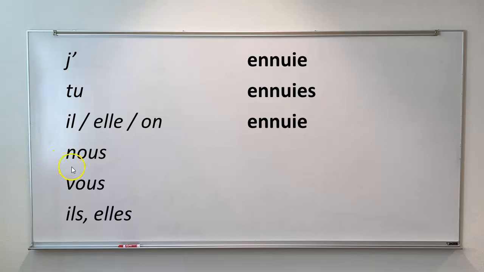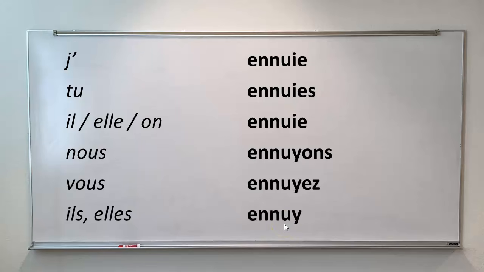Nous. Remember, the nous and the vous forms do not have the spelling change, so the stem will stay the same. So we just add our ending to that, and we have nous ennuyons. Vous. Start with your root, your stem, and add the ending. Vous ennuyez. You bore. And then finally, ils or elles. For this last form, we will return to the spelling change. So we start with the root, we add the ending, and also the spelling change occurs. So, ils ennuient, elles ennuient. They bore. So there you have it, the forms of ennuyer in the present tense.